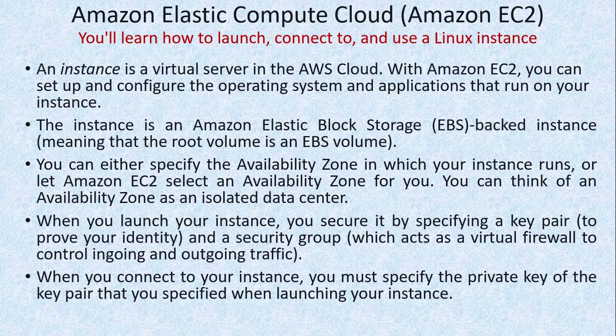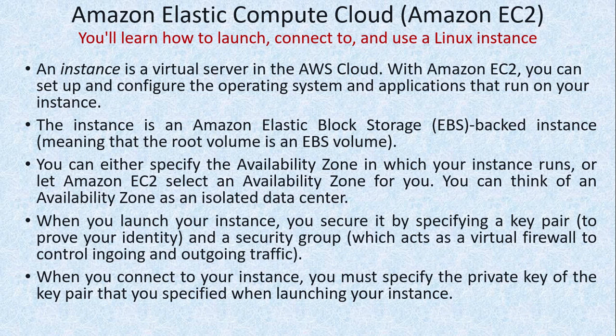Next comes the point about availability zones. You can either specify the availability zone in which your instance runs, or EC2 automatically selects an availability zone for you. You can think of an availability zone as an isolated data center. We can say that the availability zone is an isolated data center. So these terms should be remembered, especially if you are learning about Amazon Elastic Compute Cloud for the first time.